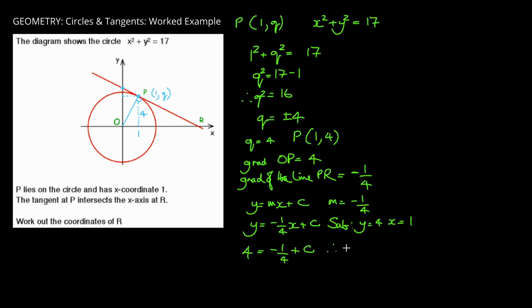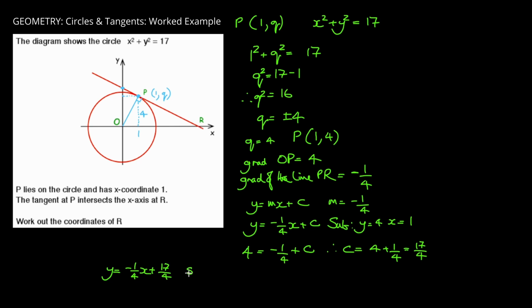Moving things around, c is equal to 4 plus a quarter. And the easiest way to think about this is, 4 is effectively 16 over 4, plus another 1 over 4. This turns out to be 17 over 4. So we now know the whole equation of the line. The point R can be found by substituting y equals 0.